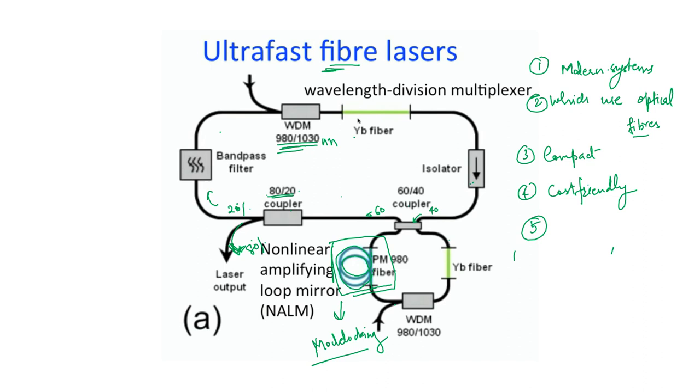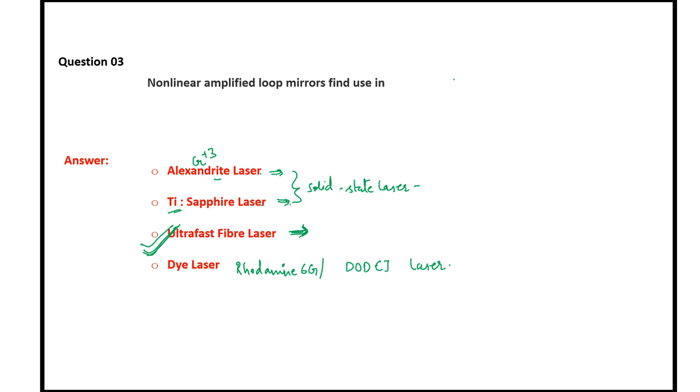So basically, the ultrafast lasers are the modern lasers. The other lasers which we have studied are the alexandrite laser, which is a chromium doped BeAl2 type laser. Then the titanium sapphire laser, this also we have studied earlier, and the dye laser, which includes the examples of rhodamine 6G and DODCI laser, which we had studied earlier in week 6.